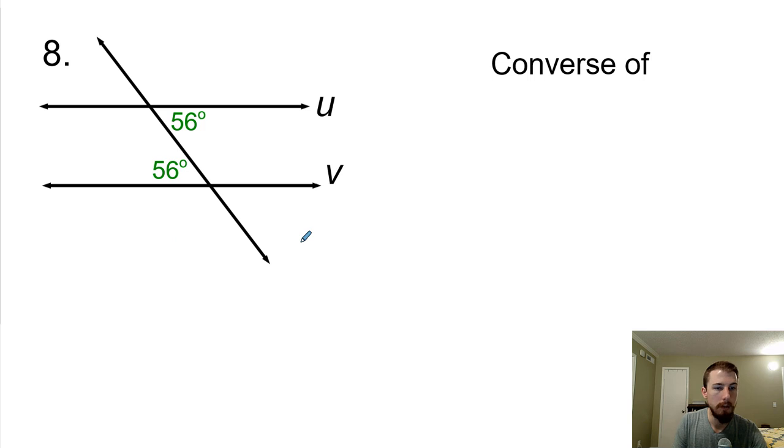All right, number 8. On this one, look at the 2 angles. It looks like one is on the right side of the transversal and the other is on the left. They're both on the interior. So what kind of angles are we dealing with? Alternate interior. Now, in order for alternate interior angles to show the lines are parallel, we have to have congruent angles.